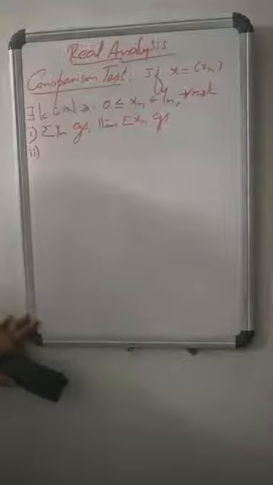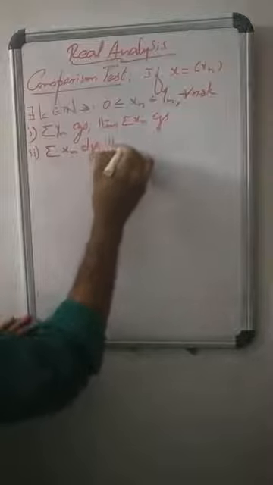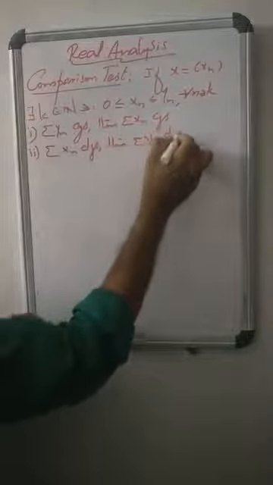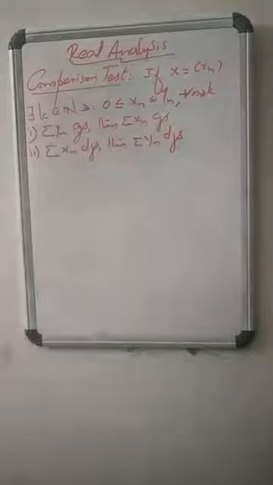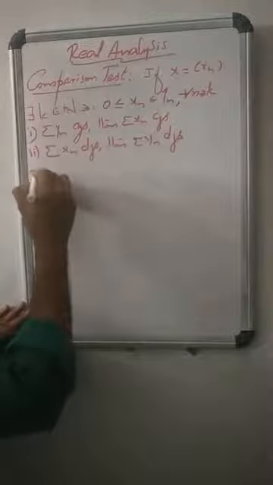The second argument is, when sigma xn diverges, then sigma yn diverges. So this is the comparison test. Let X equals (xn) be a sequence of real numbers. There exists a natural number k such that xn ranges from 0 to yn. Then if sigma yn converges, then sigma xn converges. If sigma xn diverges, then sigma yn diverges. Clear? The proof is immediate.